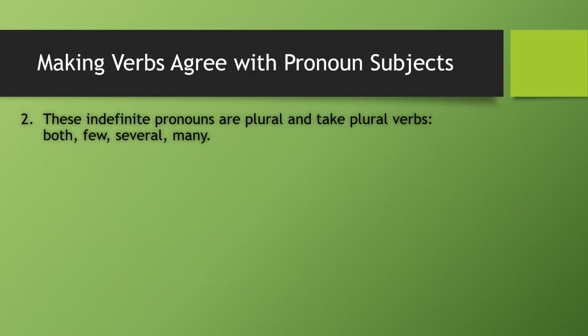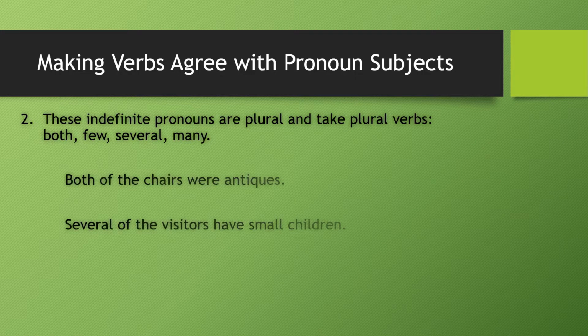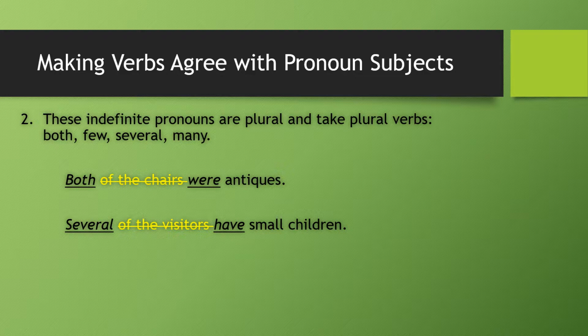Rule number 2. These indefinite pronouns are plural and take plural verbs: both, few, several, and many. Both of the chairs were antiques. Several of the visitors have small children. Now again, we have prepositional phrases separating the subject from the verb. We lift out those prepositional phrases and we have both were antiques or several have small children. Both and several are plural indefinite pronouns, so they take plural verbs.